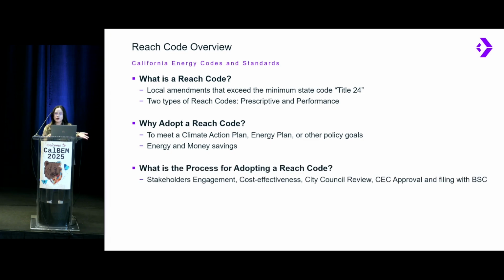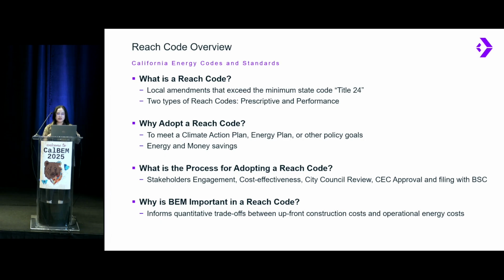So what is the process of adopting reach code? We usually start with engaging the local community, stakeholders, as well as building officials. Second, we have to obtain the cost-effectiveness study. A reach code has to be cost effective in order to get implemented. Third, we submit the reach code to city council for review or vote. And lastly, we submit the adopted reach code for CEC approval and filing with the BSC. BSC stands for Building Standards Commission.